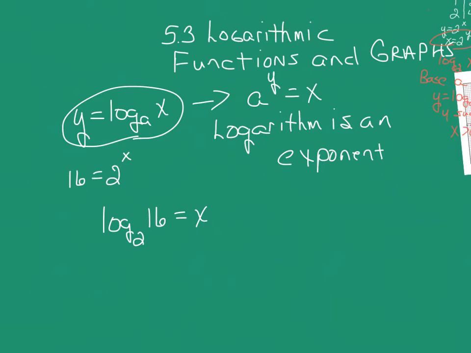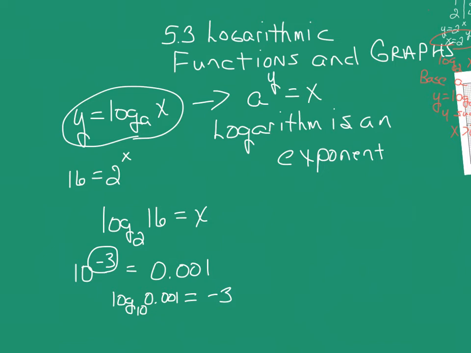If I had 10 to the negative 3 equals 0.001, and I want to write this as a logarithm, remember, we said a logarithm is an exponent, so we're going to have this by itself. Log base 10 of 0.001 is equal to negative 3.